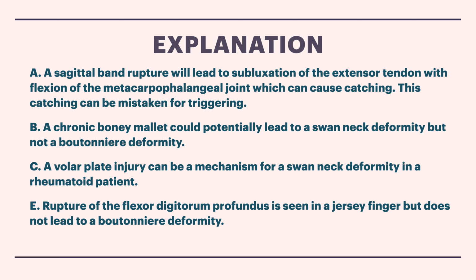Now, a chronic bony mallet could potentially lead to a swan neck deformity, but would not lead to a boutonniere deformity. C, a volar plate injury can be a mechanism for a swan neck deformity in a rheumatoid patient, but would not lead to a boutonniere deformity. E, a rupture of the flexor digitorum profundus tendon is seen in a jersey finger, but does not lead to a boutonniere deformity.